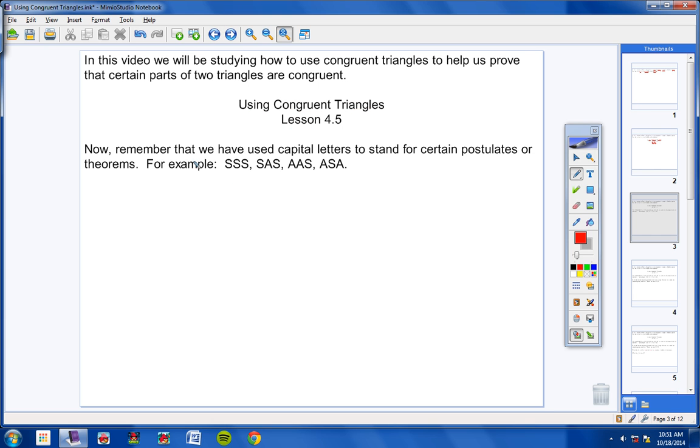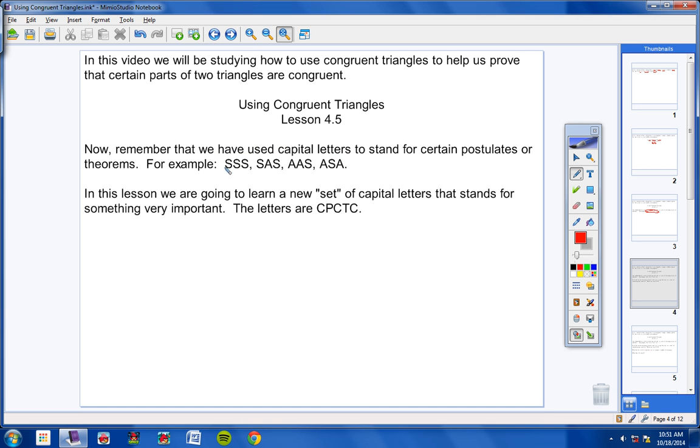Now, remember, we have used capital letters to stand for certain postulates or theorems in the past. Remember? You don't need to write this down, but you should remember this. We've used SSS for side, side, side. We've used SAS for side, angle, side. We've used AAS for angle, angle, side, and we've used ASA for angle, side, angle. Okay, so you should be used to this. This should not be something uncommon to you.